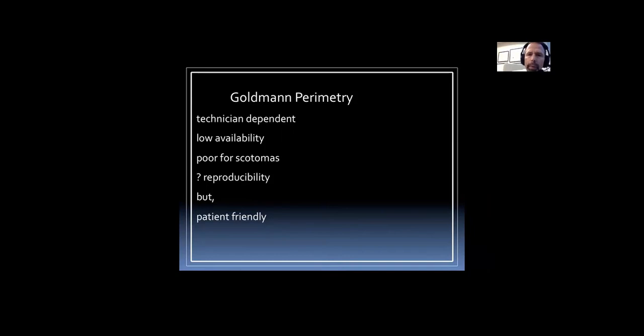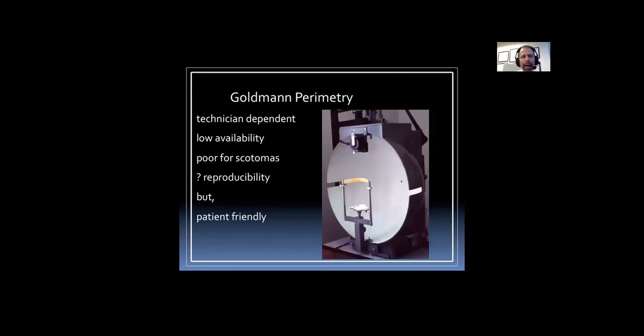What about Goldmann perimetry? I think this is something that personally I've not ordered a Goldmann visual field in more than a decade. It is technician dependent, and the problem with that is that you have to be pretty good. When I was a fellow in training, I did Goldmann visual fields on every patient I saw, pretty much. I think most of our Goldmann visual field technicians are retired, and so we really don't have anybody in my practice who's very good at it.